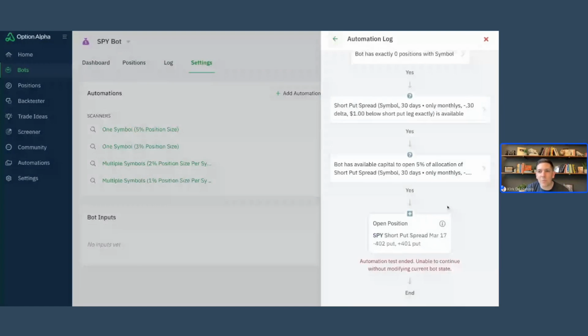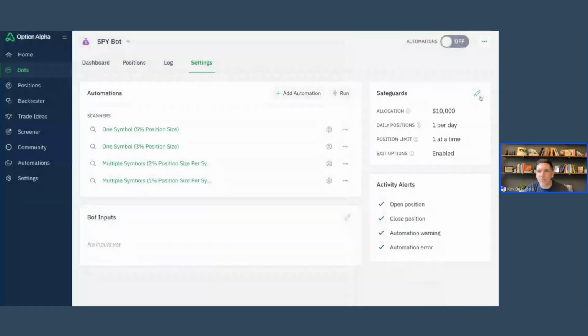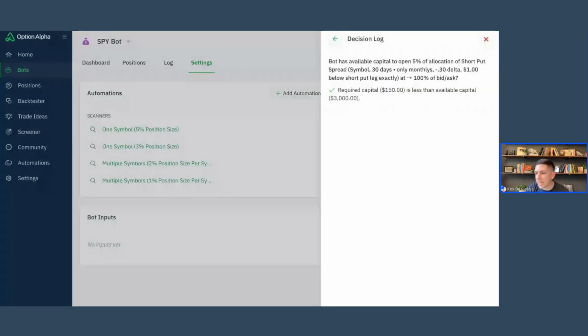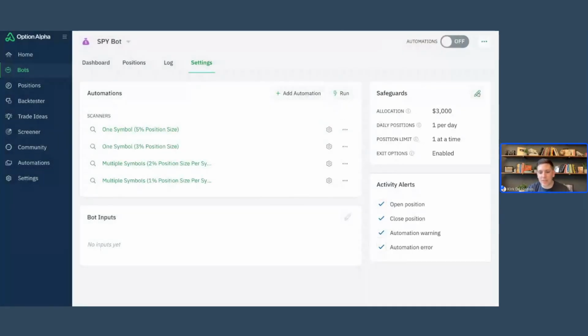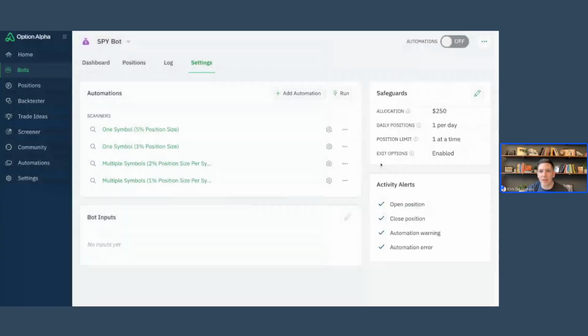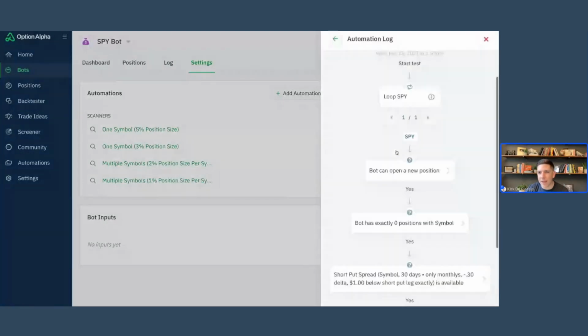Now, if I were to reduce this down, let's say to $3,000, and then run this test again, you see how you can just test it back and forth? Now, if I reduce this down to $250 and keep that at 5%, then I run a test, and obviously this one would fail because I don't have enough capital.